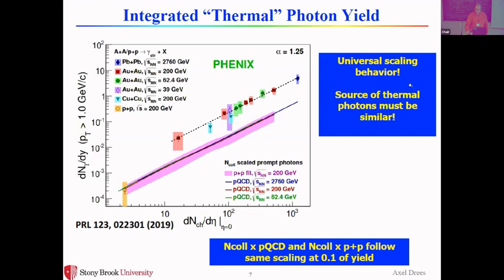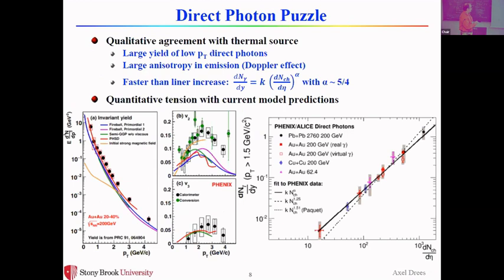You certainly see a qualitative agreement with what you would expect from thermal sources. There's a large yield at low pT. There's a large anisotropy indicating Doppler shift or blue shift. There's a faster than linear increase with the multiplicity density. However, if you look at it quantitatively and compare to models, there's a clear tension between the data and the model. So you can get close in the yield and in the V2, but you can't get both at the same time. And also the centrality dependence, you expect a steeper centrality dependence from hydrodynamic models than the data seems to be indicating.